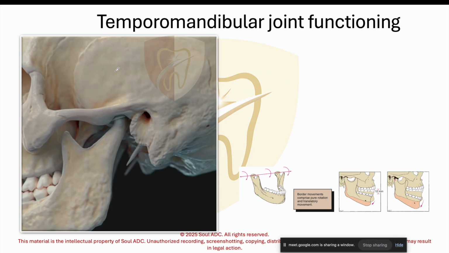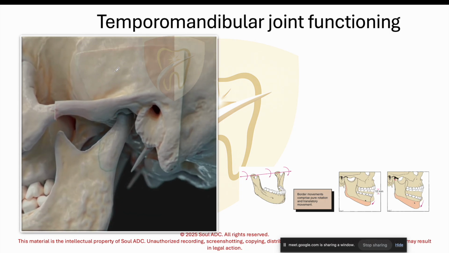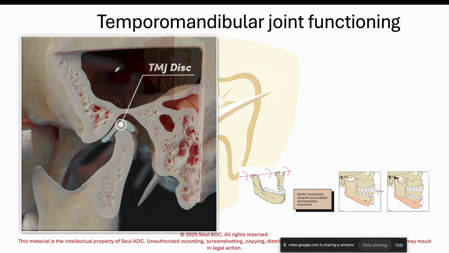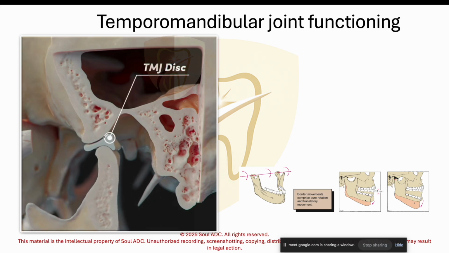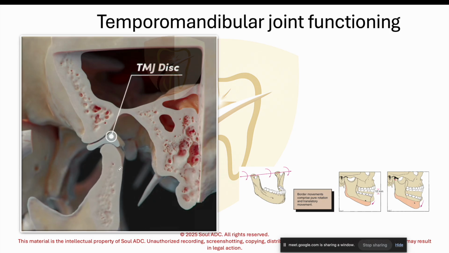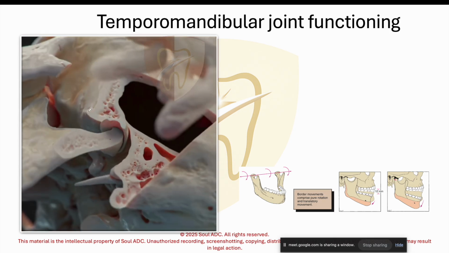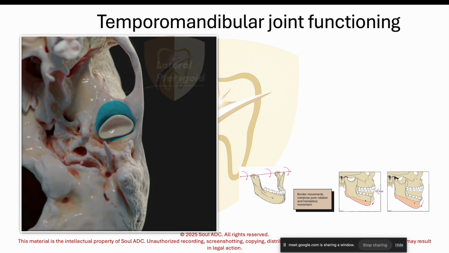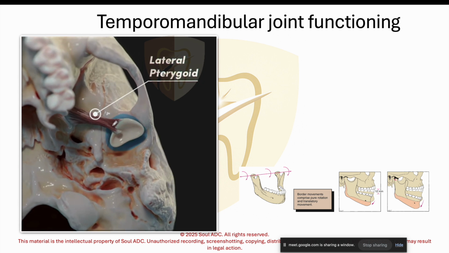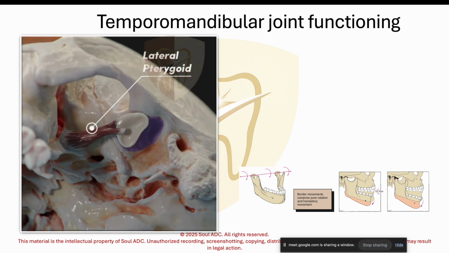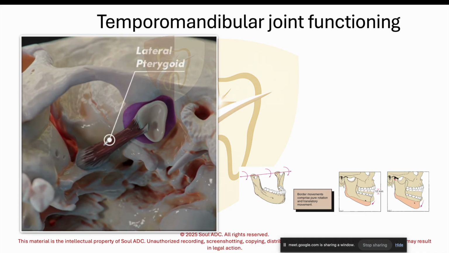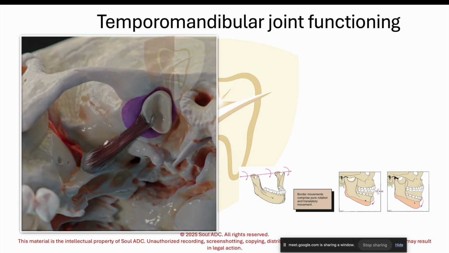So what exactly are we seeing is, when we look inside, that's your articulating disc, that's your TMJ disc, your condyle, and that's your fossa area, and that's your articular eminence. Now, when we remove that part, this is basically the disc being moved by your lateral pterygoid muscle. Your lateral pterygoid muscle is really important for causing problems as well. So, that was what we saw in the first video.